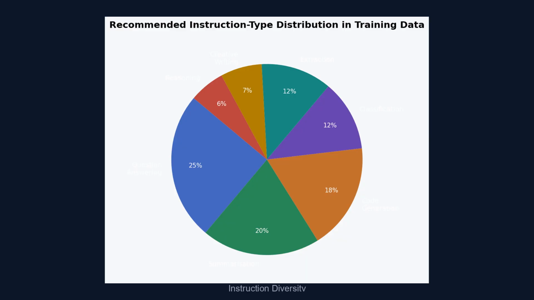If you're building a specialized model, your distribution will look different. A coding assistant should weight code generation much higher. But if you're building something general, this distribution gives you a useful starting target. An imbalanced dataset will produce a model that's noticeably better at some tasks than others, which is either a feature or a bug depending on your use case.